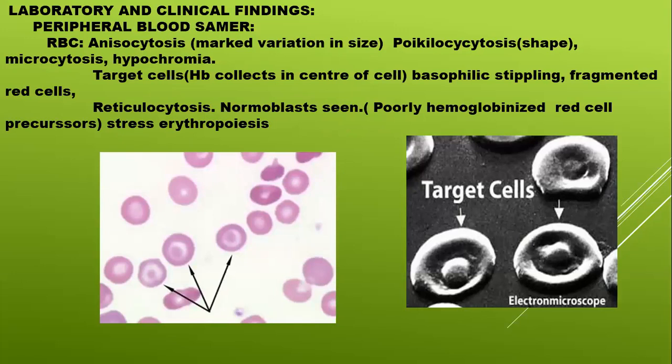Laboratory and clinical findings. Peripheral blood smear: RBCs show anisocytosis, which is marked variation in size, and poikilocytosis, which is marked variation in the shape of RBCs. Target cells, where hemoglobin collects in the center of the cell. Another feature is basophilic stippling of the red cells. There is reticulocytosis. Normoblasts are also seen. These are poorly hemoglobinized red cells, precursors due to stress erythropoiesis. These are target cells.